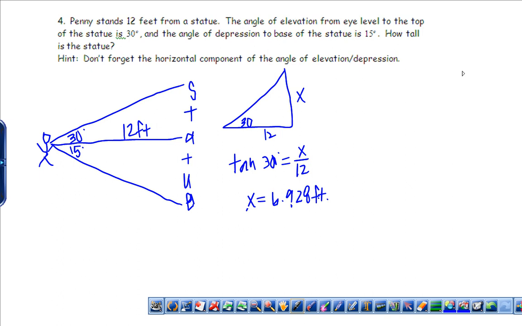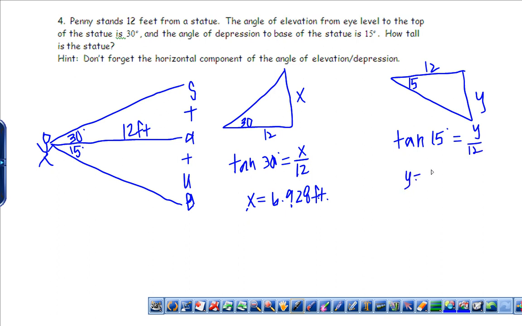And now I'm going to do the bottom one. And I'm going to call that Y. This is still 12. This angle of depression is 15. I still can use tangent of 15 degrees. And that is Y over 12. Looks like Y turns out to be 3.215. And if I put these two together, my total statue is 10.144 total feet.